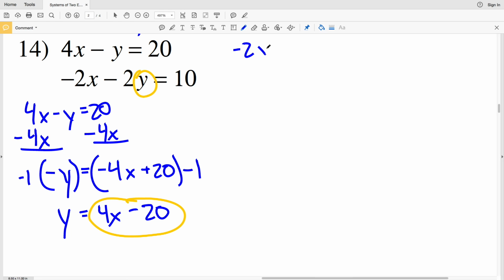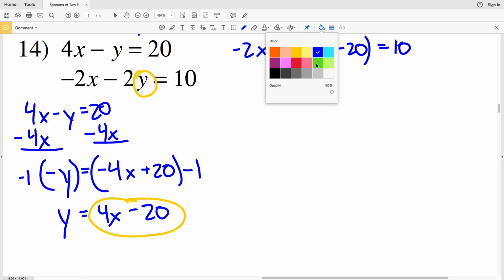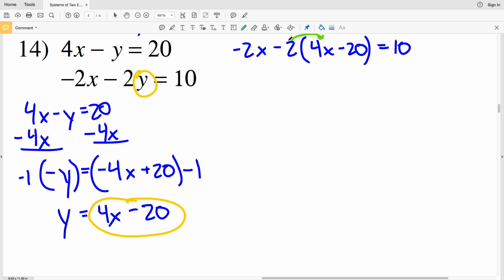So I'll have negative 2x minus 2 times 4x minus 20. That's going to be equal to 10. So I'm going to need to distribute this 2 to the 4x and to the 20. So I'll have negative 2x minus 2 times 4x will be minus 8x, and then I'm subtracting 2 times negative 20, which is subtracting negative 40, which is the same as adding a positive 40. And that's going to be equal to positive 10. Now I'll combine my like terms on my left-hand side, and I'll also subtract 40 from both sides.